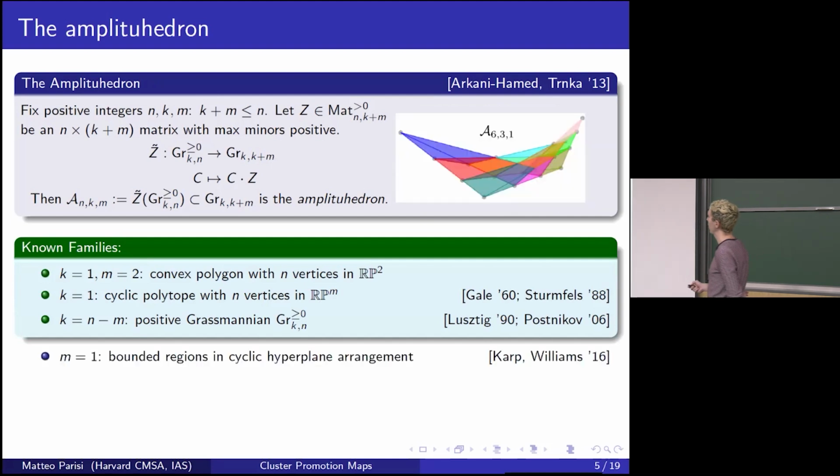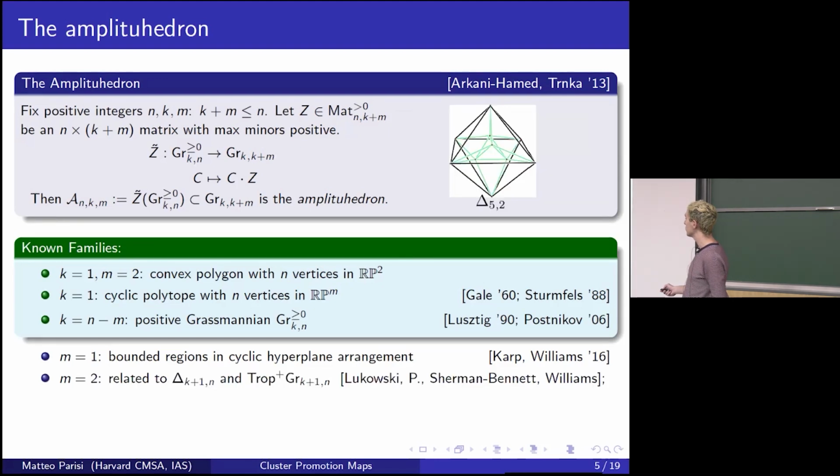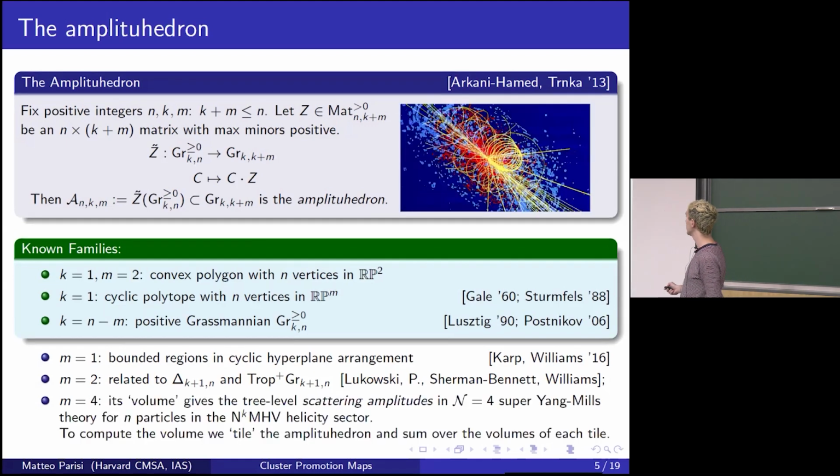There are also other values of parameters for which this gives interesting objects. So for m equals 1, it's related to the cyclic hyperplane arrangement. For m equals 2, with some collaborators, we show that it has some connection with the hypersimplex and the tropical positive Grassmannian. But today we will focus mostly on m equals 4 because it was conjectured by Arkani-Hamed and Trnka in 2013 that its volume gives the tree-level scattering amplitudes in planar N equals 4 super Yang-Mills, where n is the number of particles and k is related to the helicity sector, called the N^kMHV helicity sector.